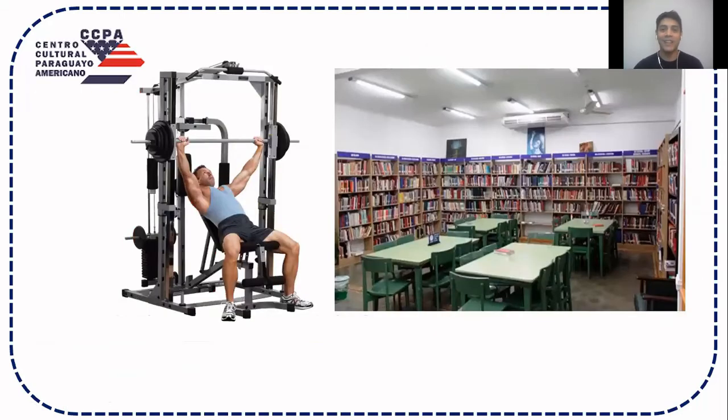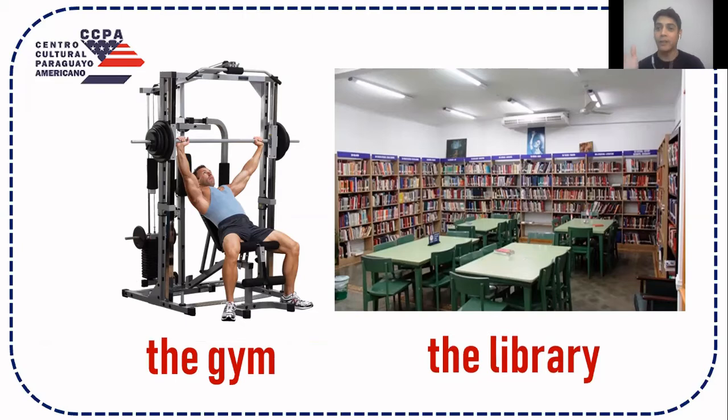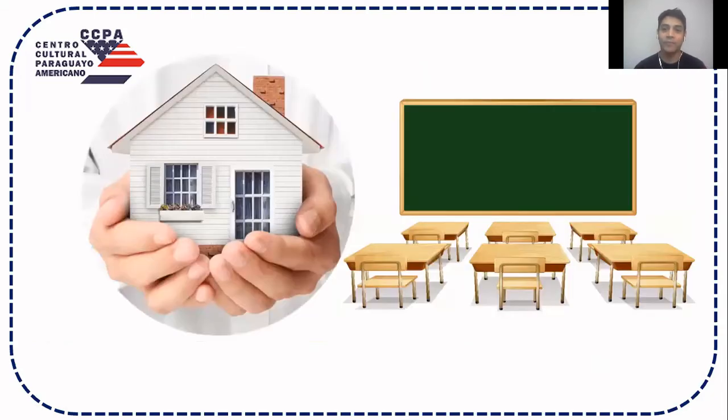Okay. Now, let's start with the vocabulary from unit 11. The first place, by looking at the picture, is the gym. The second one is our library, the Roosevelt library that we have at the CPA. This is the library, the place where you read books or can borrow books, okay? You can ask for books in the library.